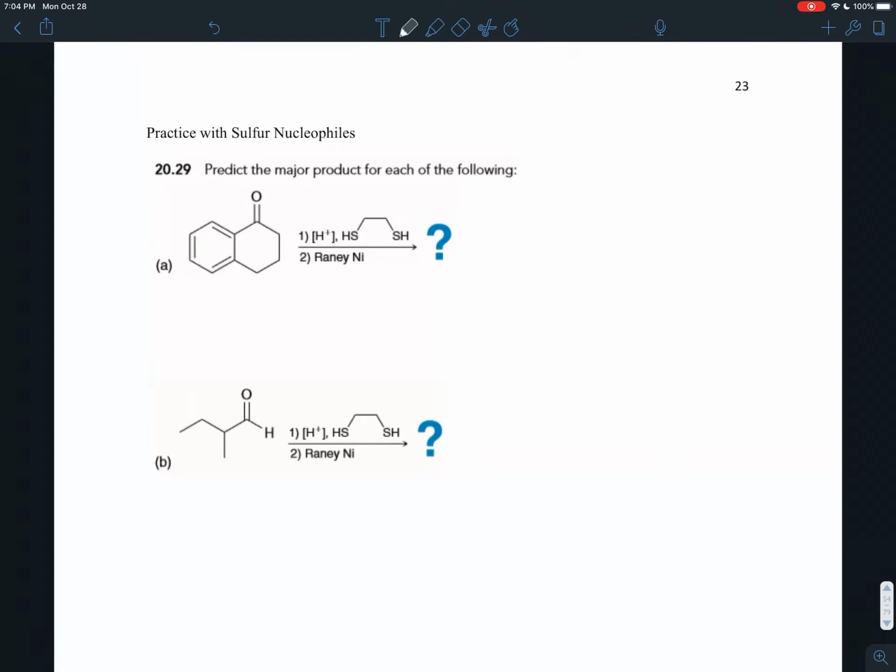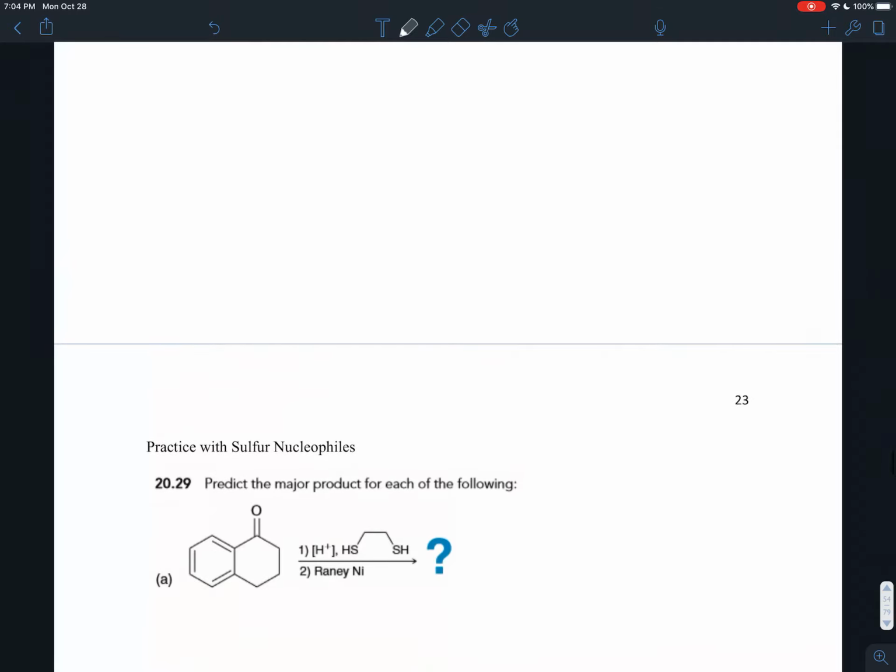Knowing the mechanisms for acetal formation and imine formation is so powerful because it explains reactions that are really similar with other nucleophiles. So for example, with acetal formation, we saw how you could have a ketone and treat it with two equivalents of an alcohol, something like this, and that gives you an acetal.